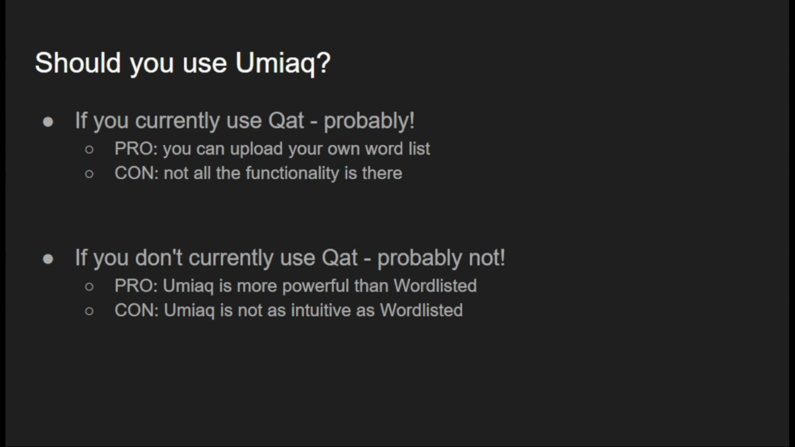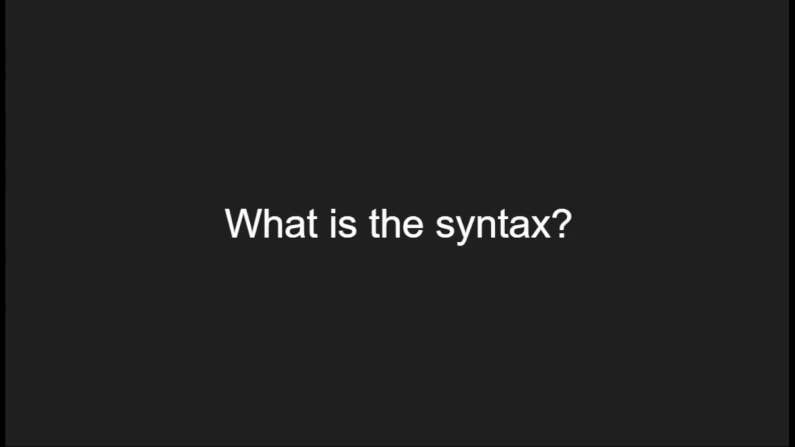The main reason for that, well, there's a couple reasons. Word Listed, if you've used it, you know that it has various categories of things you can search for. So you have to select a category, and then you type in what you want. Umiaq can do basically all of that, but the syntax is a little more obscure, and so that's the con. Umiaq is not as intuitive as Word Listed. So anyway, let's talk specifically about what that syntax is. I mentioned the syntax is a little more complicated than Word Listed, but let's talk about exactly what it is and how you might use it.